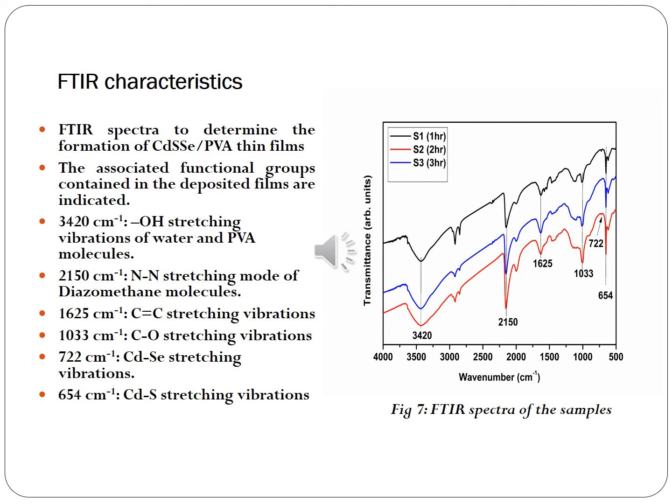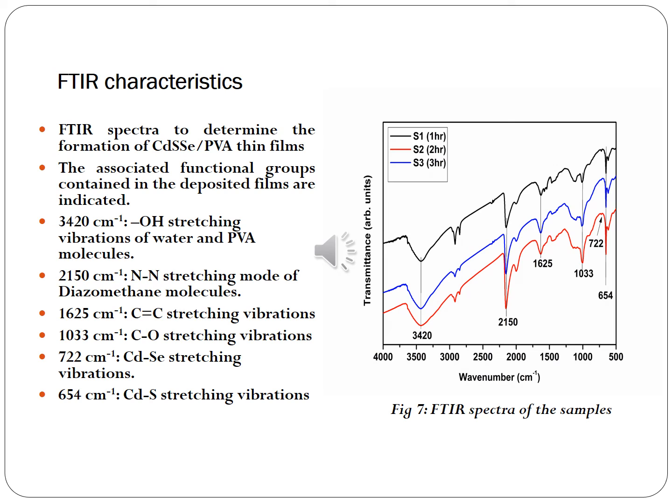The deposited thin films were characterized by using FTIR spectroscopy. Here in this figure we can see the FTIR spectra of all the three samples. The FTIR spectra was used to determine the formation of cadmium sulfoselenide and PVA thin films. The associated functional groups contained in the deposited thin films are indicated in this figure.